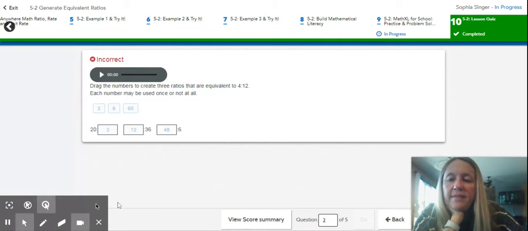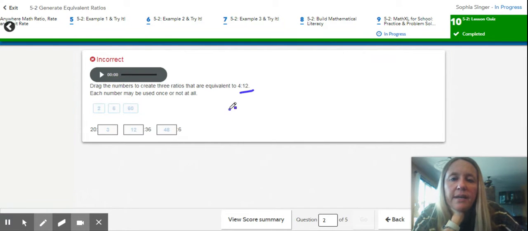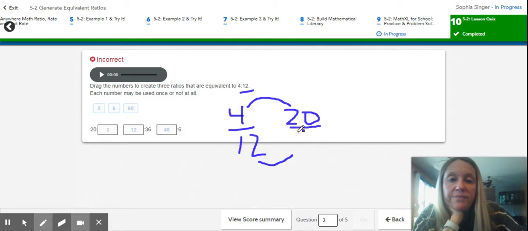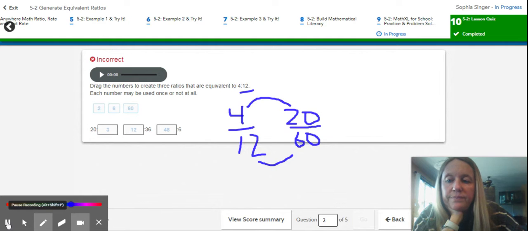So for this one, they give us the ratio of 4 to 12. So that's written right here. I'm going to write it because for me, it's easier to see it in fraction form. So they want a number that goes with 20 to something. We look at from 4 to 20, it's times 5. So 12 times 5, and you can use a calculator, is 60. So that's the first one.